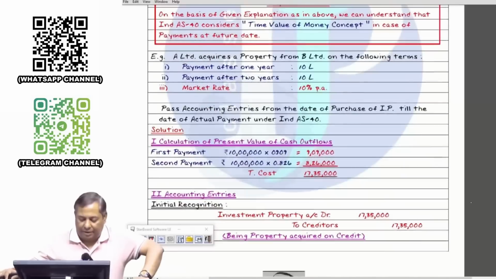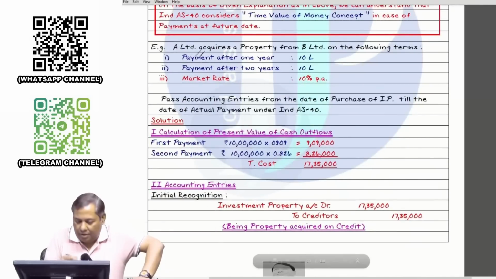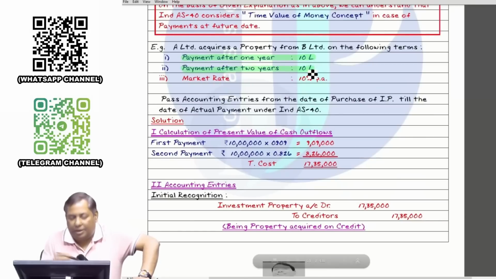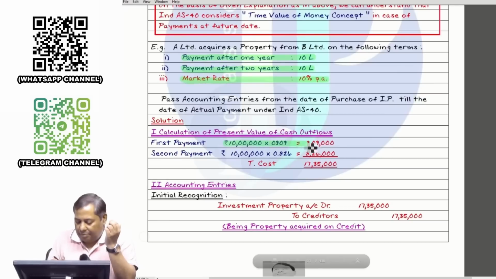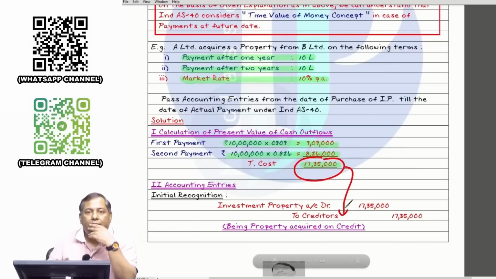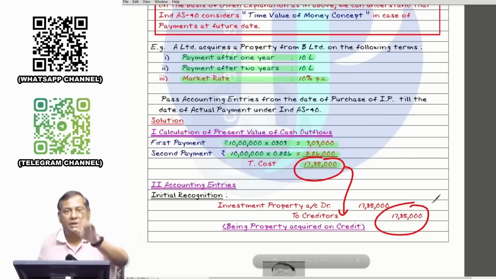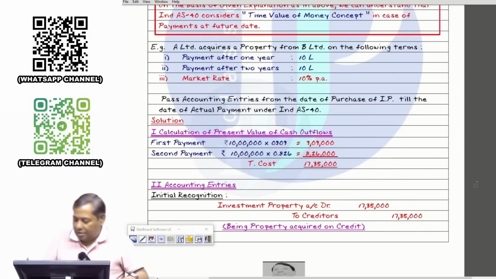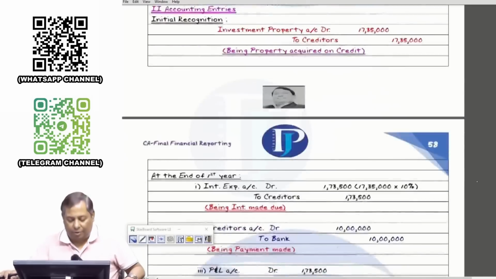Okay, look, this is our example. The payment to make after 1 year is 10 lakhs. The payment to make after 2 years is 10 lakhs and the market rate is 10%. Now do the entry. First calculate the present value of this, then the present value of this, and this is the cost. Here we got PV and you made its entry here. Now 10% interest calculated on it is 173,500 for 1 year. That is your yearly payment. Let's check the next entry. The next entry will be interest account debit to creditors.